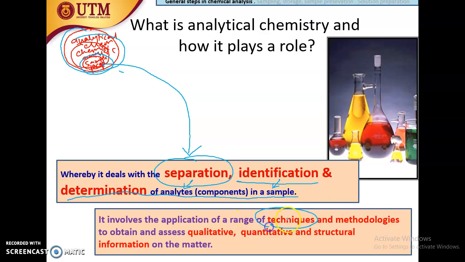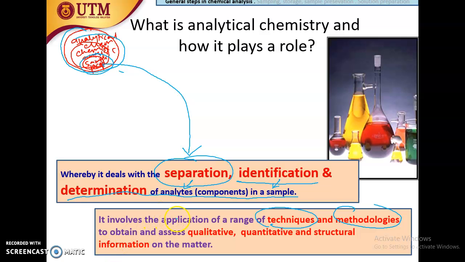We will learn about techniques and methods a lot. How many techniques and methodologies? Honestly speaking, millions of them. But it's my job for you to understand which one to use for a very specific sample. I will give you a classification on types of chemical analysis, and at the end of this subject you will know how to choose the correct technique and the correct method based on the chemical properties as well as physical and mechanical aspects involved in it.